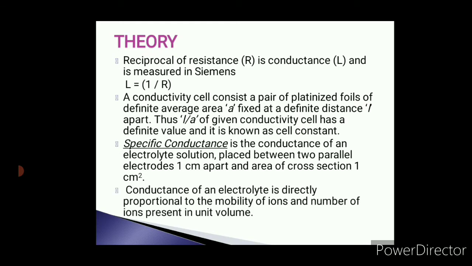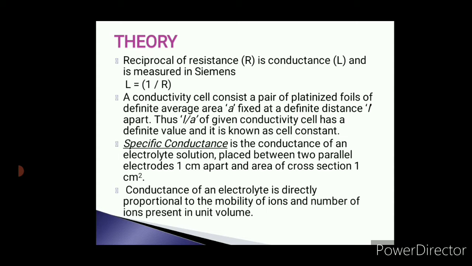Now this is a glimpse of the theory behind it. Conductance of an electrolyte is directly proportional to the mobility of ions and the number of ions present in unit volume. What exactly does this instrument do? When you dip the conductivity cell connected to the conductivity meter, the cell detects the number of mobile ions present in the given water sample, and ultimately its concentration will be displayed as conductance.